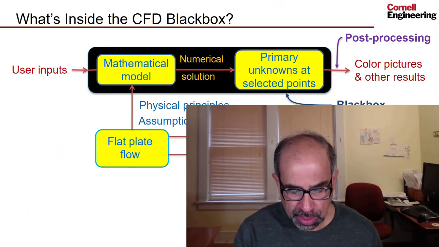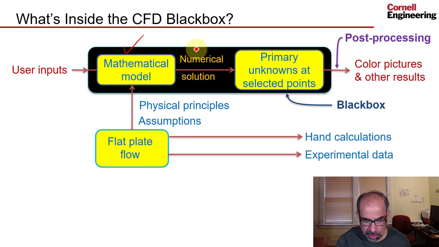Let's take a look at the hand calculations one can do using boundary layer theory to predict expected results. So we have looked at the mathematical model, we have looked at the numerical solution strategy used to solve that mathematical model and the errors introduced by that strategy. We are moving on to doing hand calculations to predict expected results.